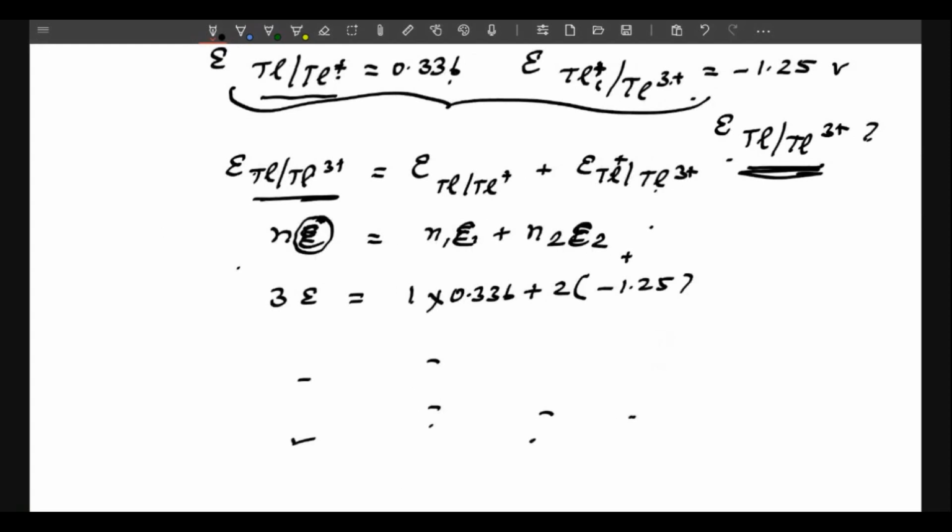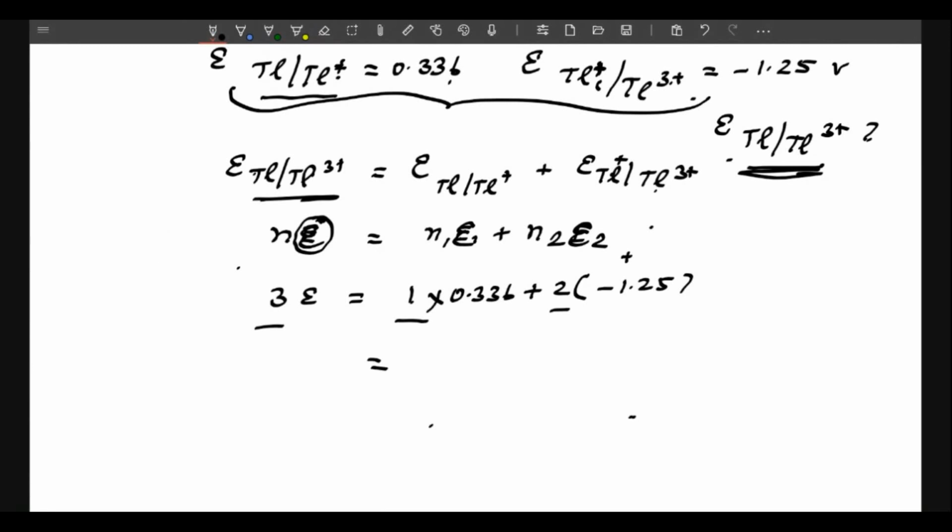Sometimes the value may be given in the inverse manner. Here oxidation potentials are given. Sometimes they may give a reduction potential value. You have to change accordingly. Whether the relationship is correct or not, you check it before going to work out. How to check it out? How many electrons in the left-hand side? 3 electrons. In the right-hand side, how many electrons are there? 3 electrons. Okay. Now we are correct.